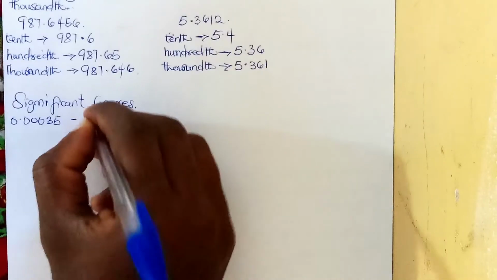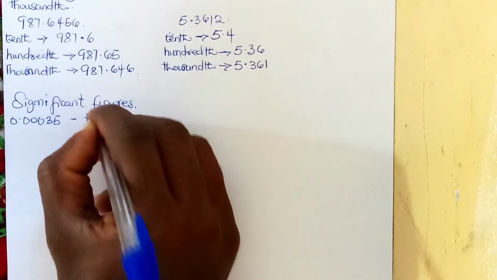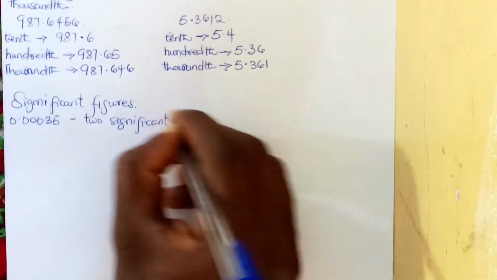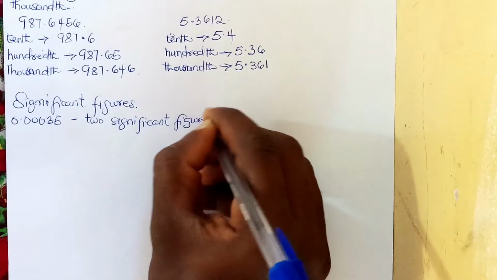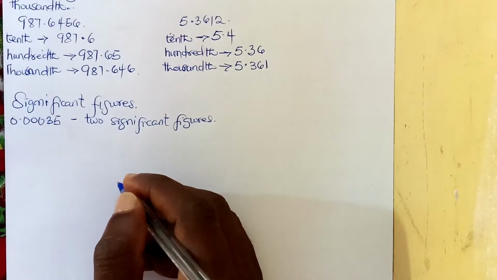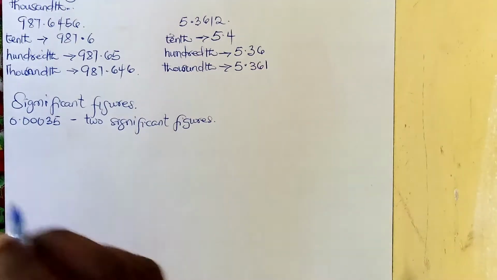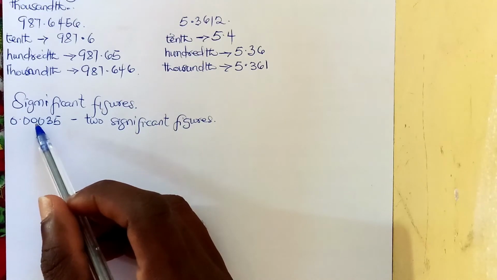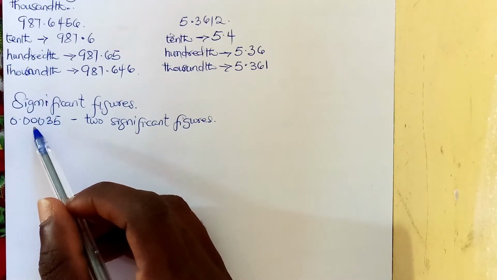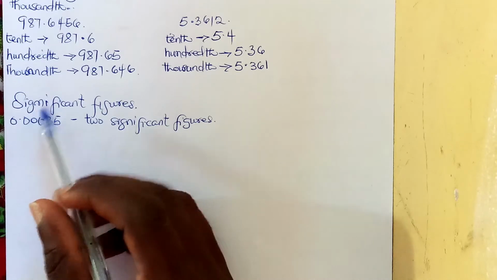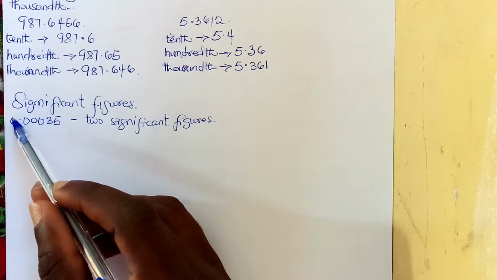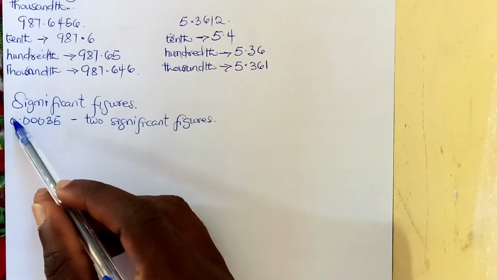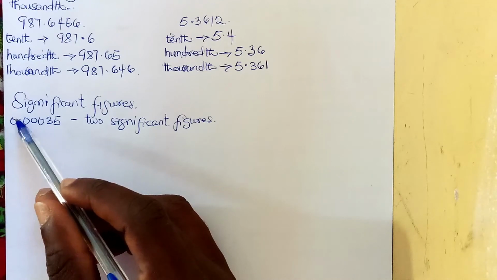So we have 2 significant figures. With these 2 significant figures, there are zeros in front, but it doesn't matter if it is in the decimal place or not. What we want is the first non-zero. So if we had a 1 here, then all this would have been a significant figure. But since 0 begins it, it's not.